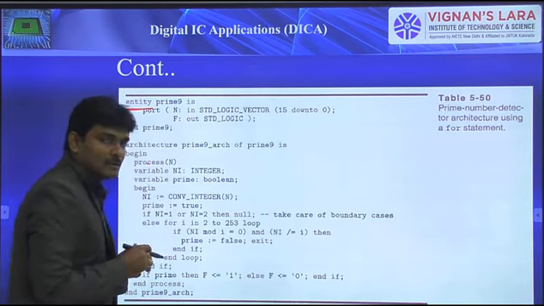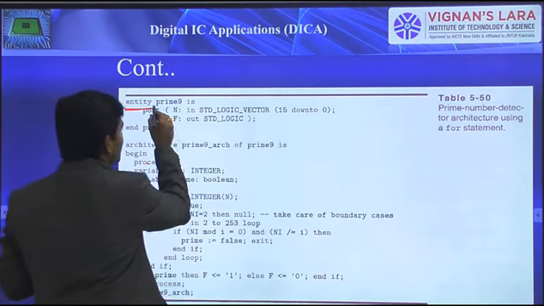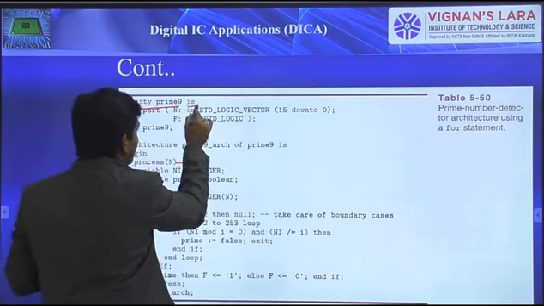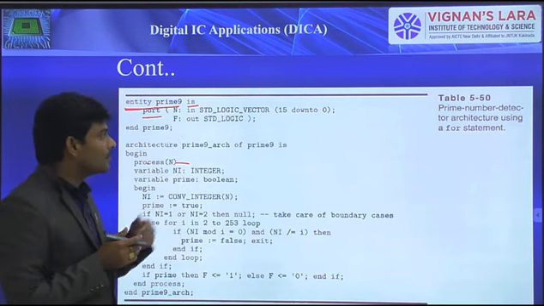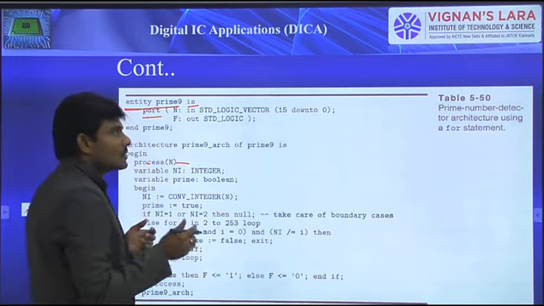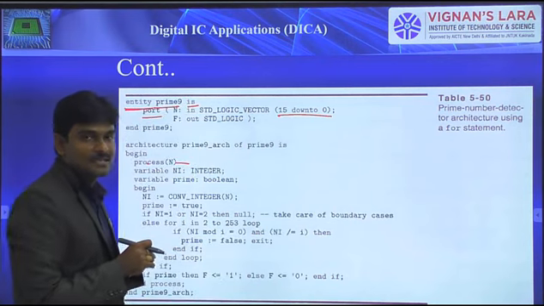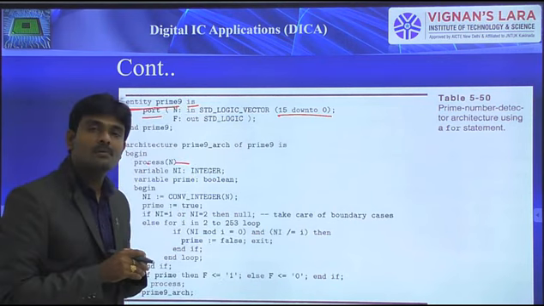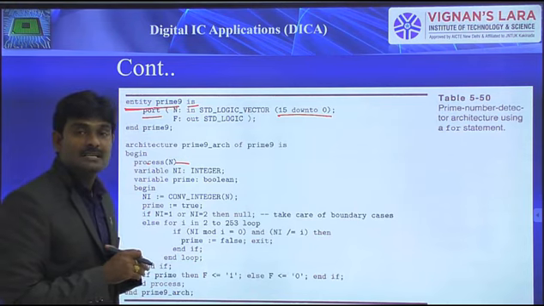Anyway, the entity declaration part starts with the keyword entity, then the entity name, then port. Here n was previously 4 bits, because of that we considered 3 down to 0, or 0 to 3, but here the array size is increased to 16, so it is 15 down to 0. So this particular one consists of 16 inputs.